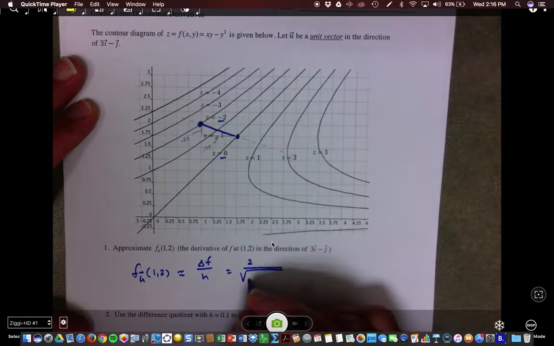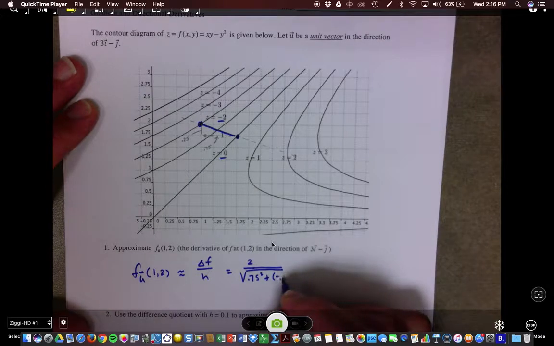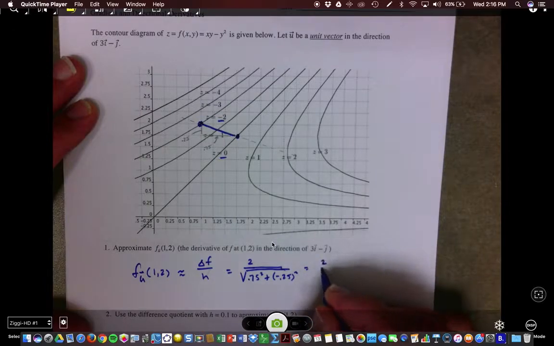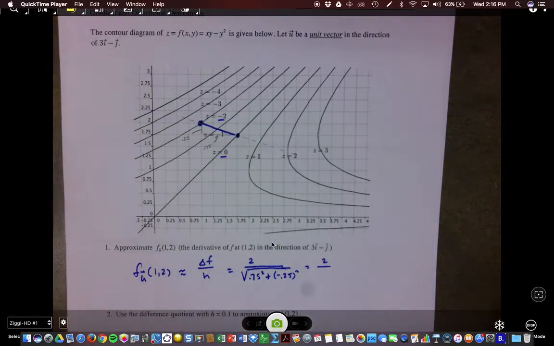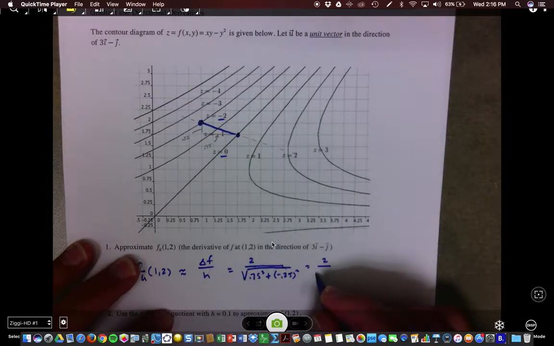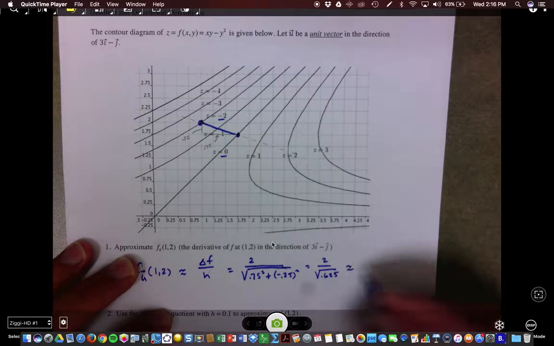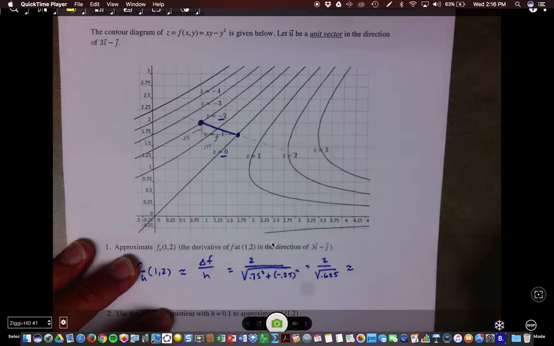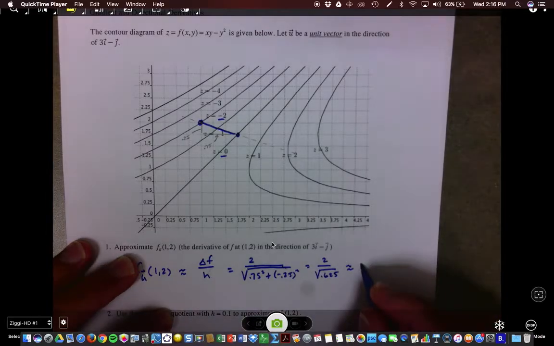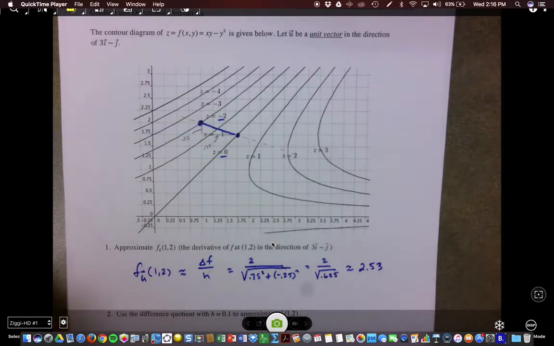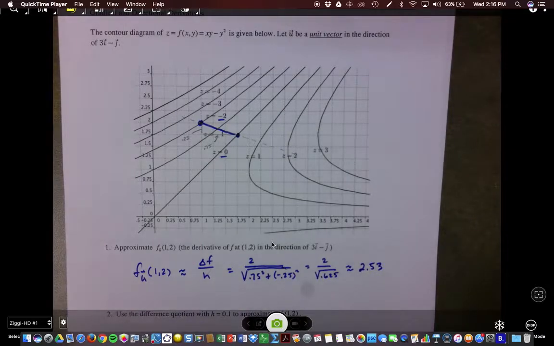So the denominator is the square root of 0.75 squared plus negative 0.25 squared, and we get 2 divided by that. When you simplify this on the calculator, the denominator is the square root of 0.625, and the rate of change comes out to about 2.53. So 2.53 is an approximation for the derivative.